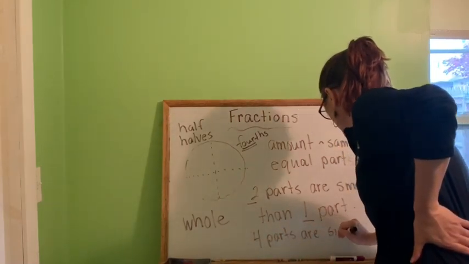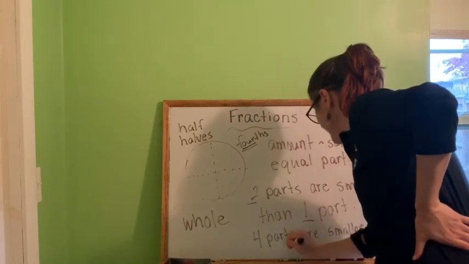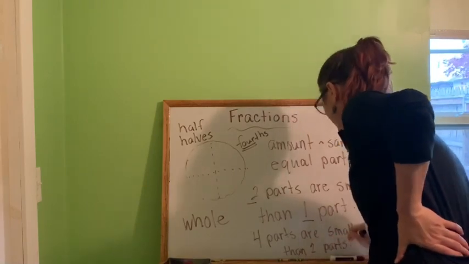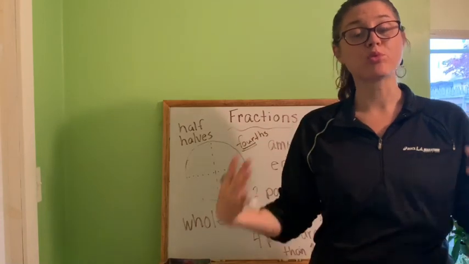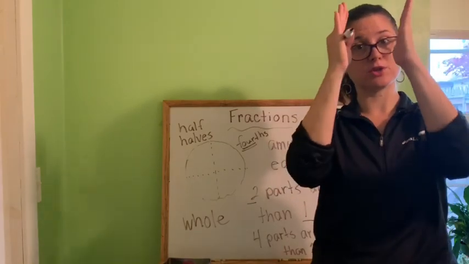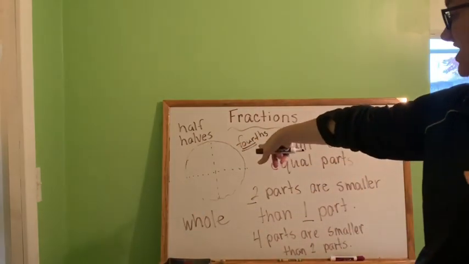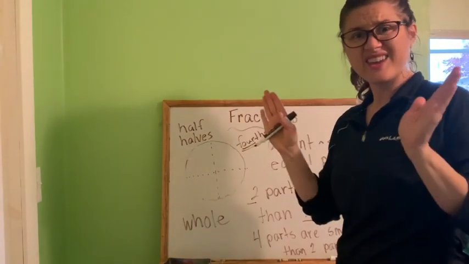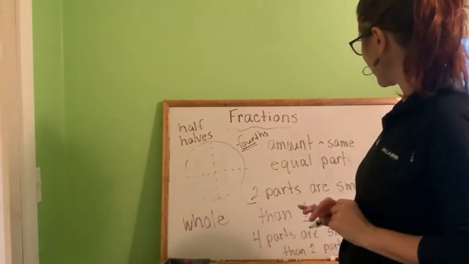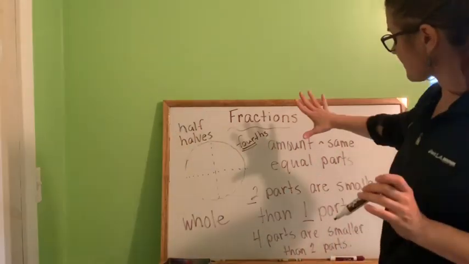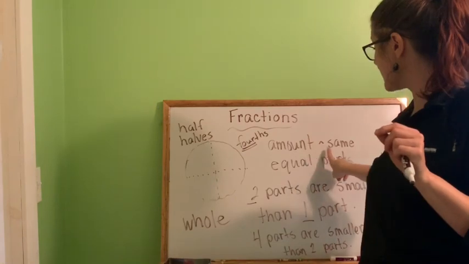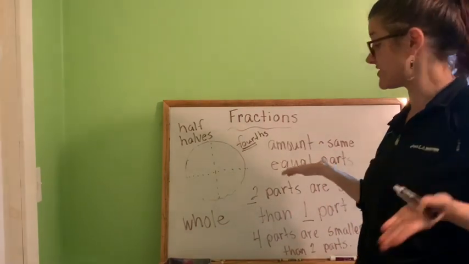Yeah, when we're talking about fractions, 4 parts are smaller than 2 parts, right? So each time we break that into more parts, each part starts to get smaller. What if you had to share that with more people? Yeah, you'd start to only get a little sliver, a little crumble, right? Because the parts would get smaller. All right, so fractions, the important thing to remember, fractions have to be amounts that are the same or equal parts. Remember, they have to be the same.